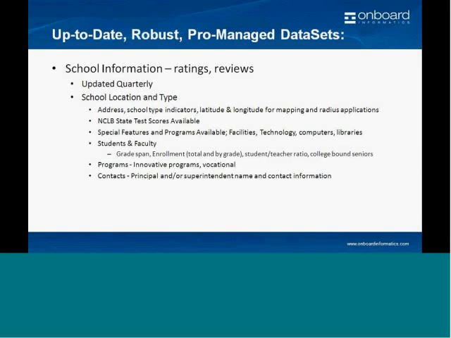So school information, most important thing. We update that on a quarterly basis. You get school location and type, address, school type indicators, lat-long for mapping and radius applications. We provide all the NCLB state test scores, any special features and programs and facilities that the school has available, student faculty information, what's the grade span, what's the enrollment by grade, what's the student-teacher ratio, how many college-bound seniors are in the school, any innovative vocational programs. We pull all that data together, and then we also provide all of the key contacts and their contact information for the school.